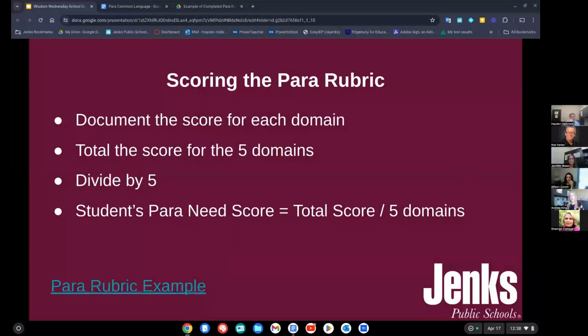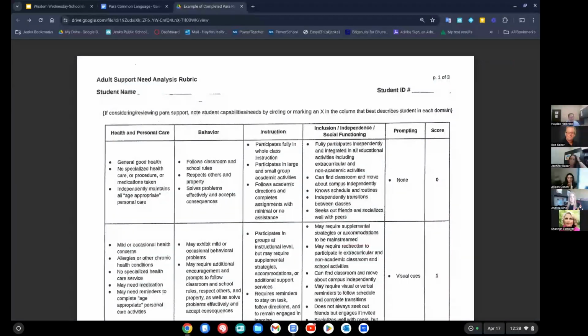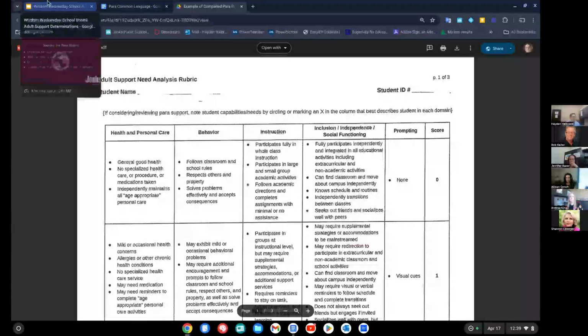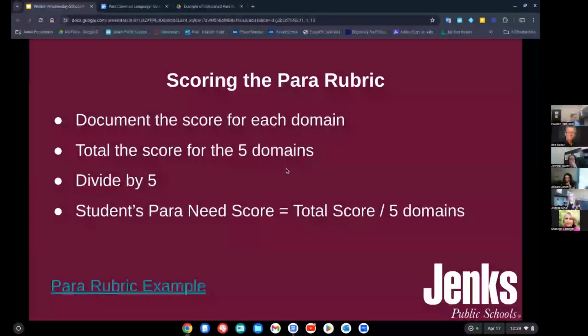That's correct. And Andrea, I think, is going to talk about this section right here. And then she linked the para rubric example, or actually, this is the para rubric example. This is actually a completed one. Okay. And I'm going to let Andrea kind of take over here. And then when you're ready for that, just let me know, Andrea.